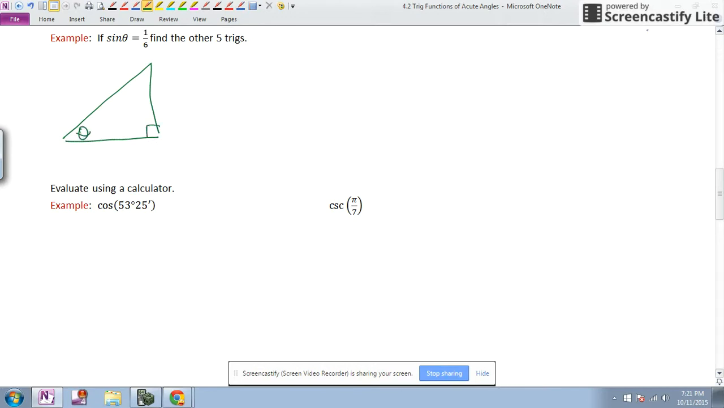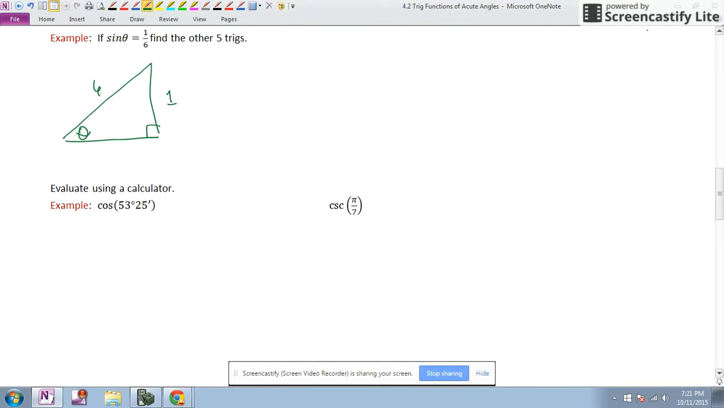And I know it has a sine of 1/6. That means that the opposite over the hypotenuse is 1/6. So I know the opposite is 1. I know the hypotenuse is 6. Boom, right? Now there's this good guy named Pythagoras, and he has a theorem, and I happen to know it.